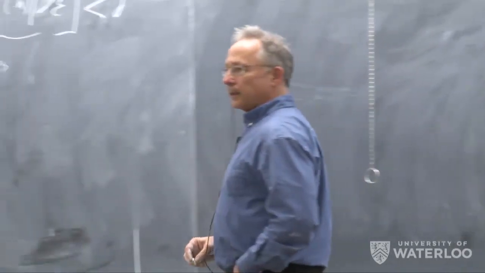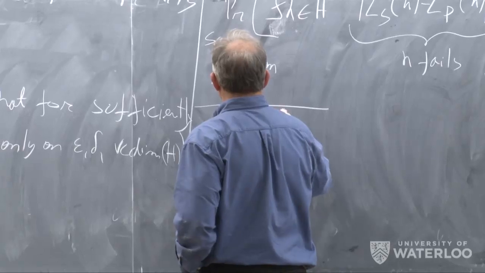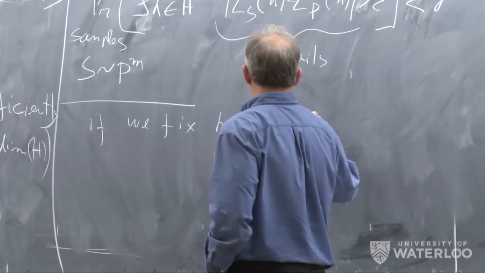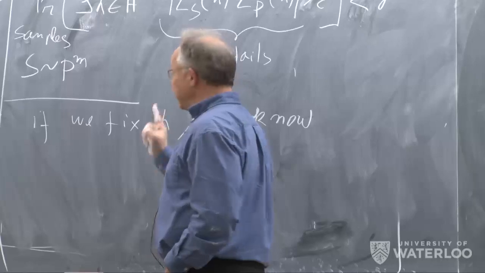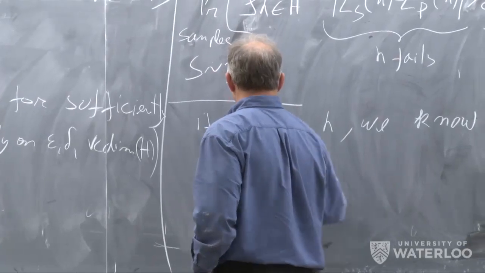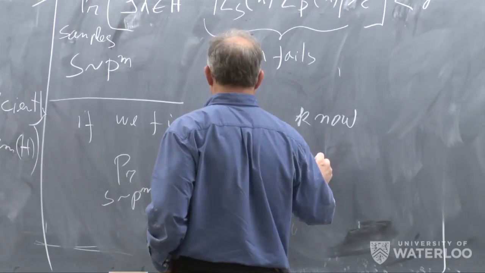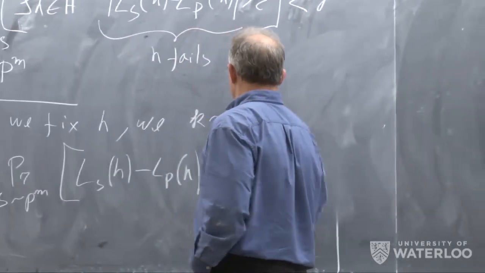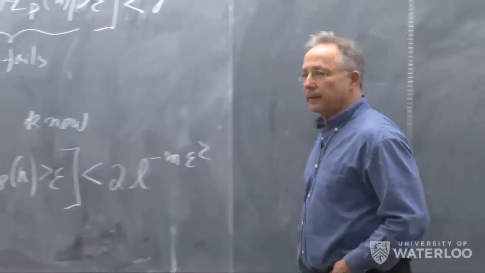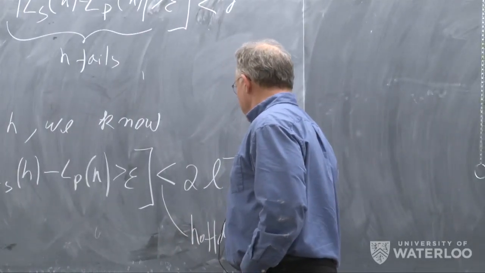Now, if we fix H, we know that the probability over samples coming from P to the M that Ls of H minus Lp of H is greater than epsilon is less than 2e to the minus M epsilon squared. That was the Hoeffding inequality.